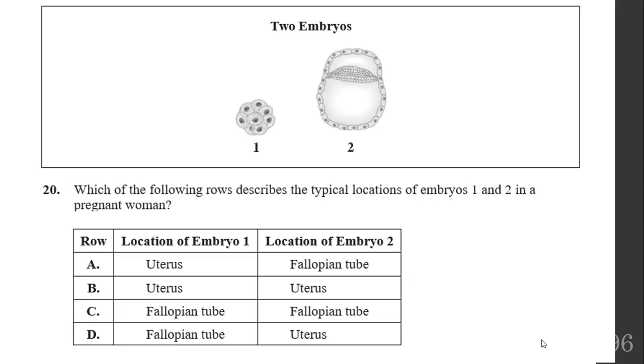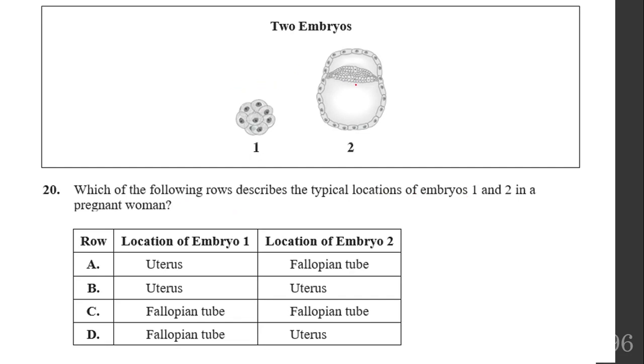Before we get into today's lesson though, I just would like to go over some of the homework that I gave you last lesson, primarily the diploma type questions, okay? Because this really shows you where you should put in your effort when you're studying for this first part of chapter 15. So if we take a look at this question here, it says, which of the following rows describes the typical locations of embryos 1 and 2 in a pregnant woman?